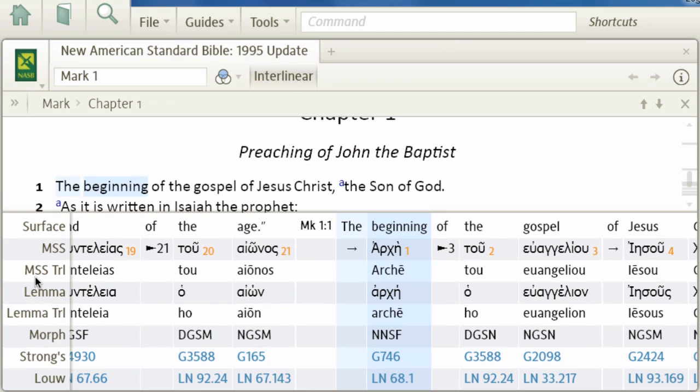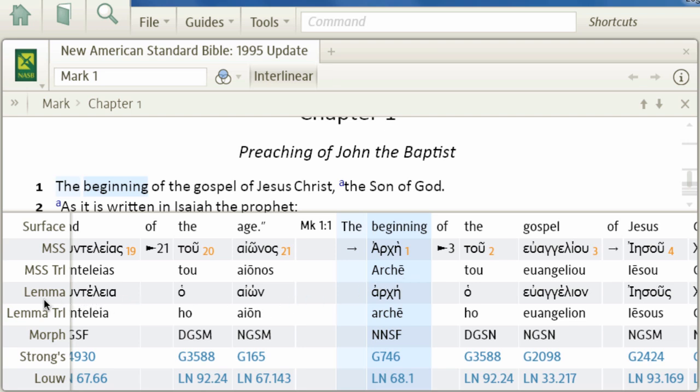The next line is manuscript transliteration. Transliteration refers to putting the letters of one writing system into the letters of another. In this line, the Greek manuscript has been put into English letters. This is important because it allows you to sound out the Greek word even without knowing how to read Greek. Also, a lot of commentaries use transliteration instead of actual Greek because they want it to be more accessible for English readers.